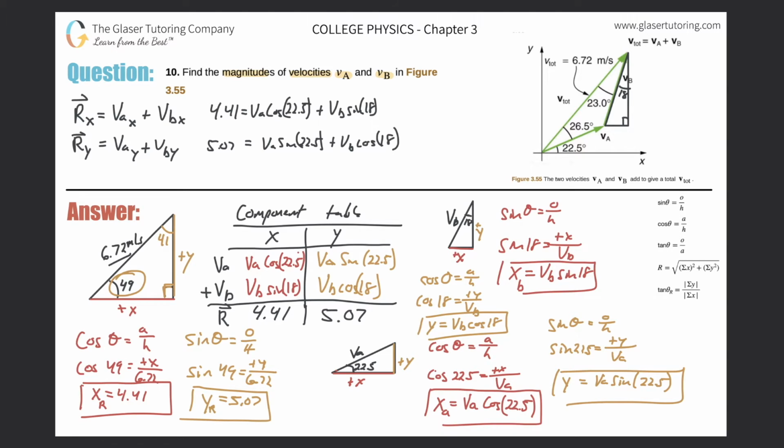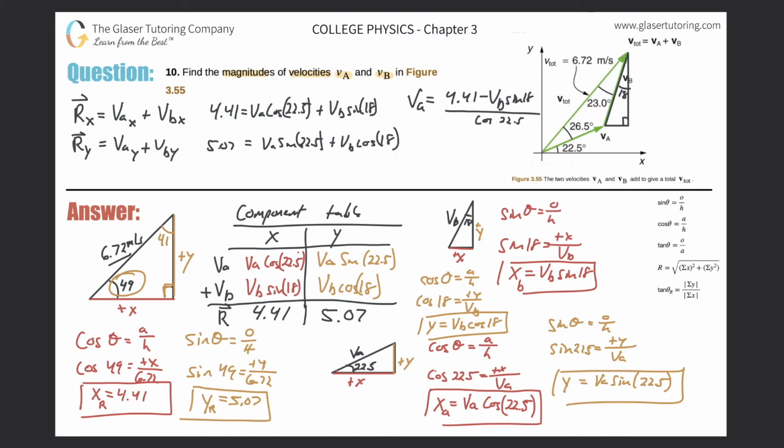Try to do it in my head quickly. So the result would be, hopefully I don't make a mistake, VA is going to equal 4.41 minus VB sine of 18, then divided by cosine of 22.5.